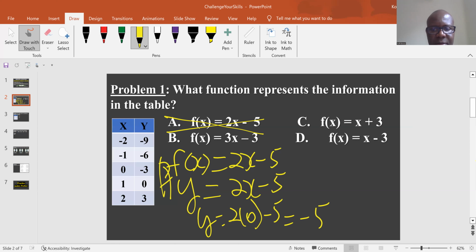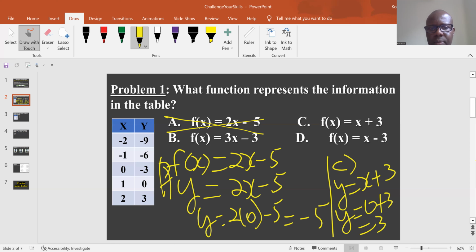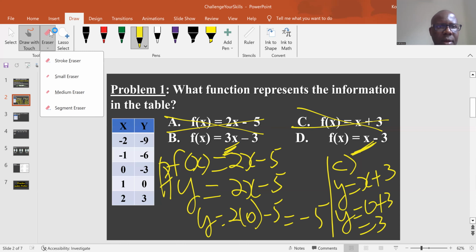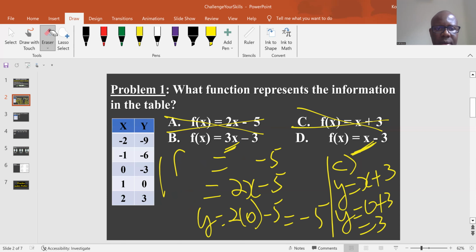Right away, I can also check C, because I know that C will not be the correct choice if I replace x by 0. In C, we have y is equal to x plus 3. If I replace x by 0, I have y is equal to 0 plus 3, which is 3. It has to be negative 3. So same thing, C is out. If you check B and D, you replace x by 0 in B, you get negative 3. You replace x by 0 in D, you get negative 3. So you have two choices left, right? Now we'll try to see which one is represented in this table.